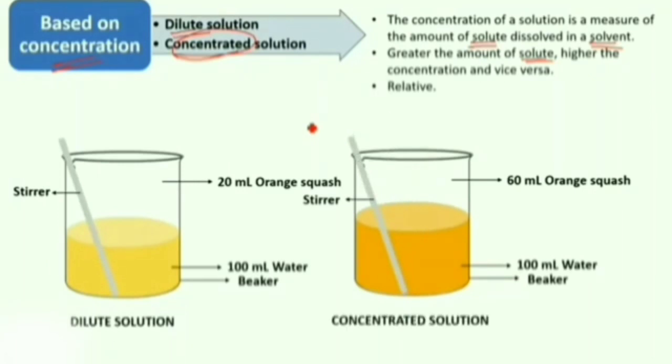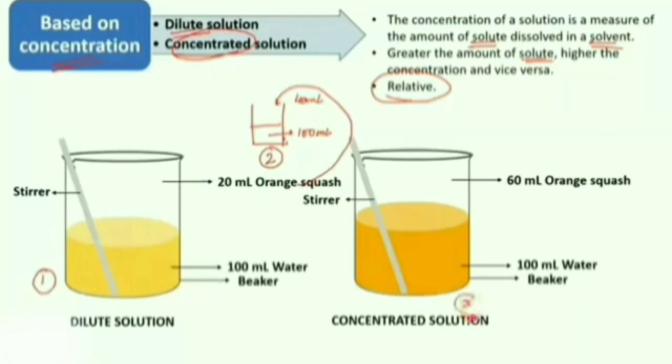Now, dilute and concentrated are relative terms, that is, comparable terms. And what does it mean? Suppose I take another beaker with 100 ml of water and add 40 ml of orange squash to it and stir it. Let me label the first one as beaker number 1, this one second, and this one third. Can I say the solution in beaker number 2 is concentrated with respect to 1, whereas with respect to third it is a dilute solution? Thus the meaning of relative comes here.